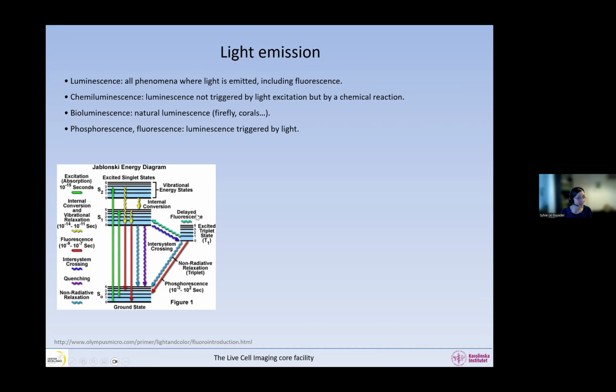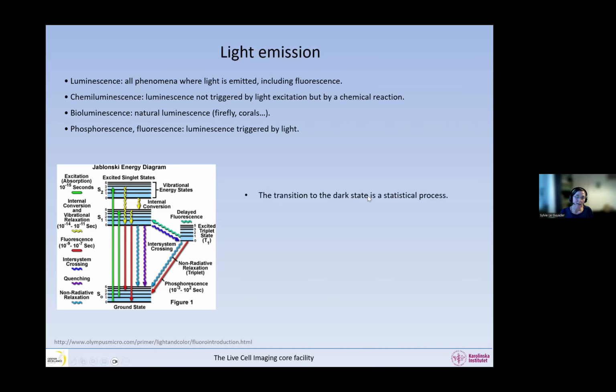And so phosphorescence and fluorescence are luminescence phenomena that are triggered by light. Phosphorescence, it's simply that it takes quite a lot of time because it goes into the triplet state. So it takes a lot of time to go back to the ground state and release its energy in terms of photons. So this is why when you have a phosphorescent watch, for example, you can shine some light on it, and maybe 10 minutes later, it's still trickling down its photons.